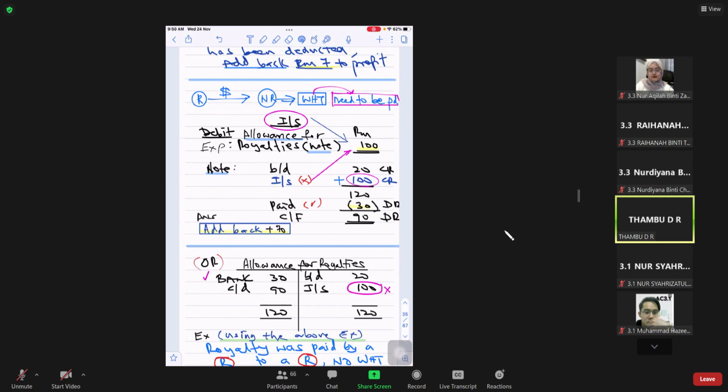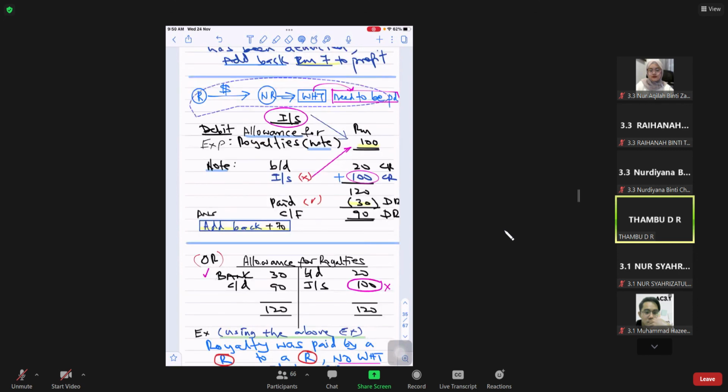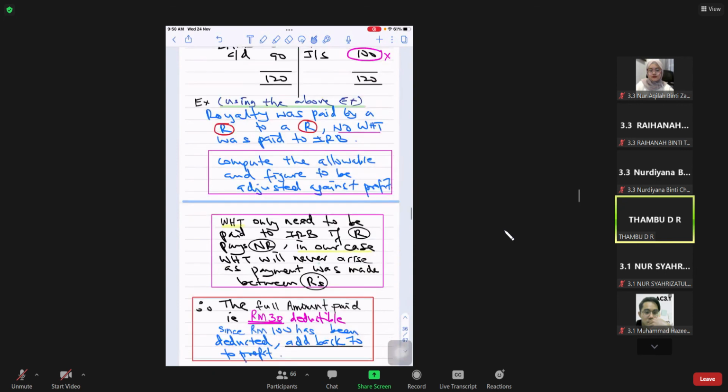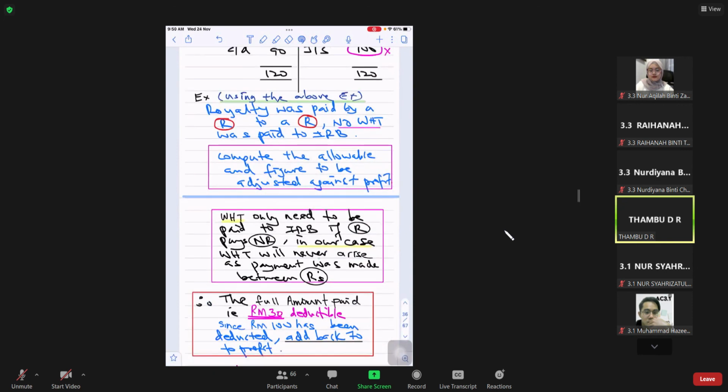Now, I just told you about this. If royalty is paid by resident to resident, no withholding tax. Only resident to non-resident, there will be withholding tax. If it is resident to non-resident, the question will tell you. For example, using the above exercise, royalty was paid by resident to non-resident. No withholding tax was paid to IRB. Compute the allowable figure and the figure to be adjusted against profit.